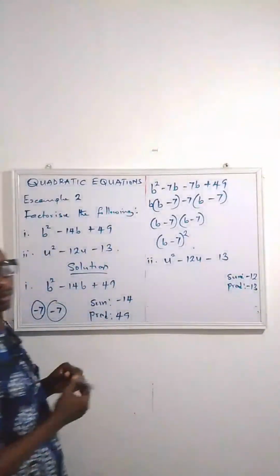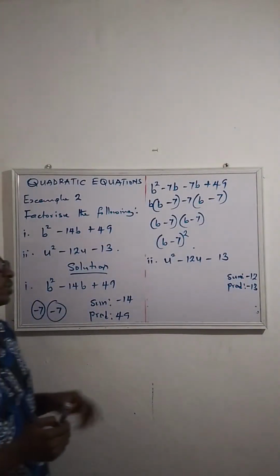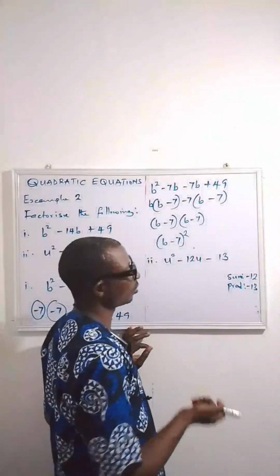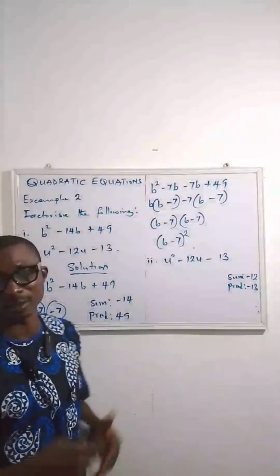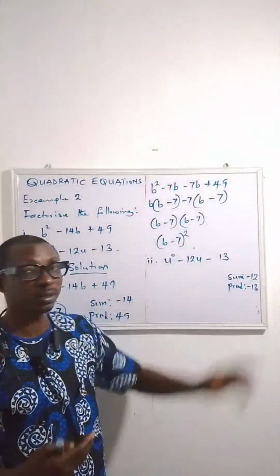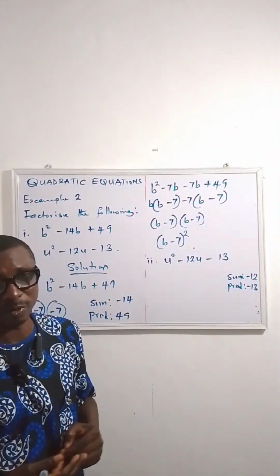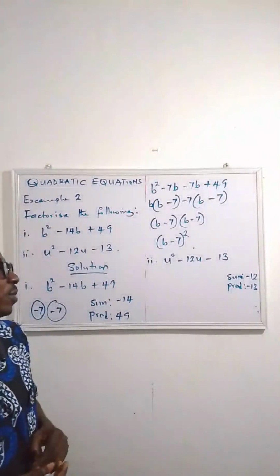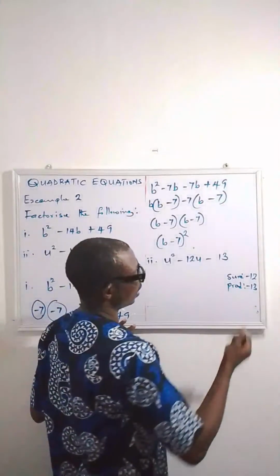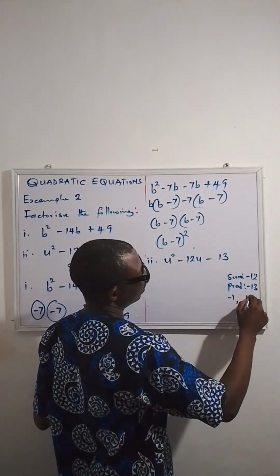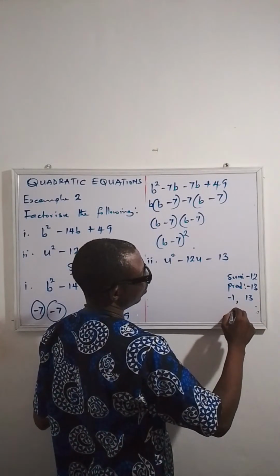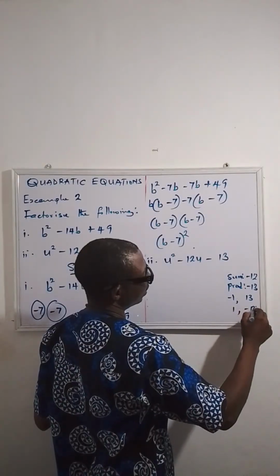Okay, so now you look for all factors of minus 13. All factors of minus 13 are plus or minus 1, plus or minus 13. That's all, because 13 is a prime number. All right. So how do you combine it now? So you can have minus 1 and 13, or you have 1 and minus 13.